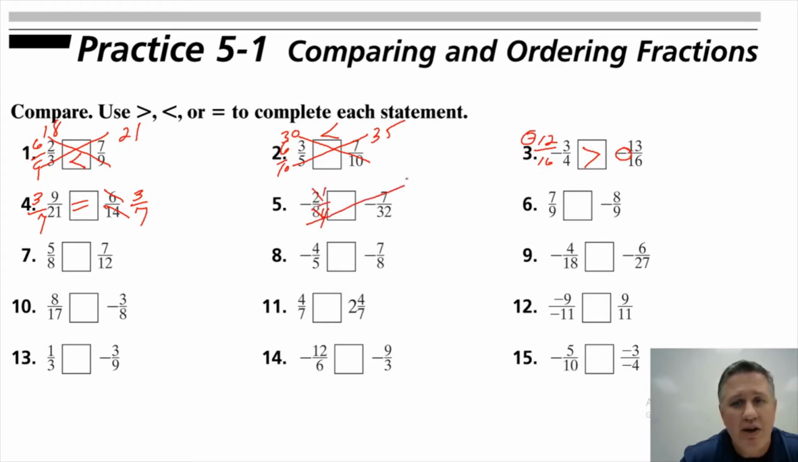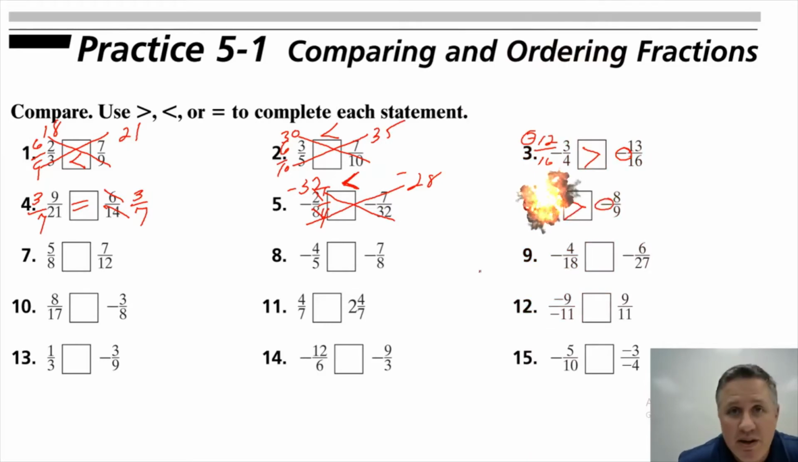Now I'm going to use my cross products. 4 times 7 is 28. 1 times 32 is 32. They are both negative, so it's the one that's closer to 0 that's the bigger number. So negative 28 would be bigger. I don't even have to do work for this guy. What's bigger, a positive number or a negative number? A positive will always be bigger than a negative.